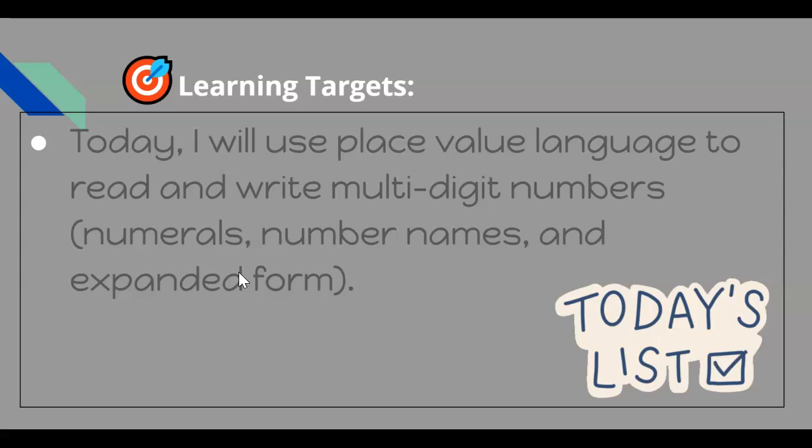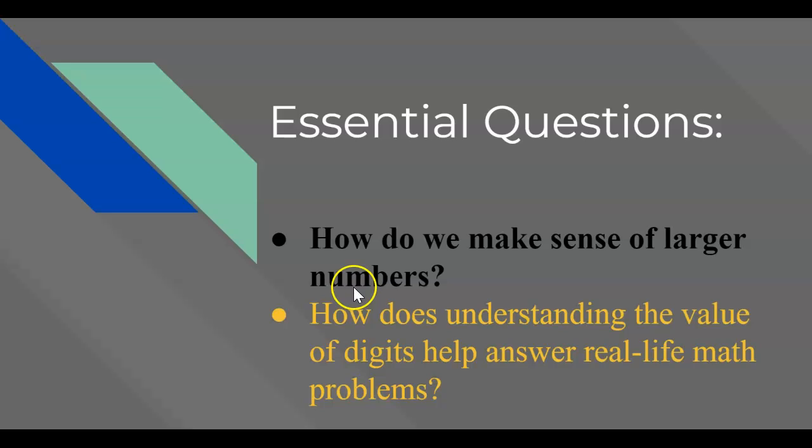Today I will use place value language to read and write multi-digit numbers, numerals, number names, and expanded form. Our essential questions are remaining the same for this unit, and we'll just continue to build upon our answers for those. How do we make sense of larger numbers? How does understanding the value of digits help answer real-life math problems?